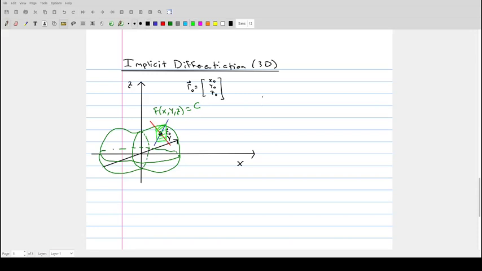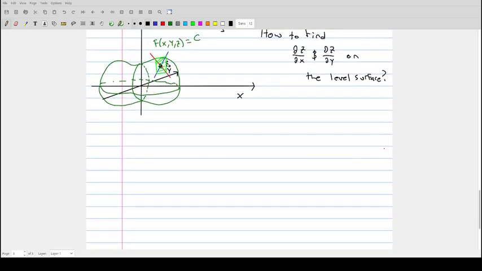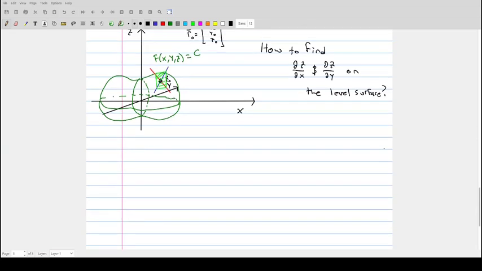So the question is how to find partial Z, partial X, and partial Z, partial Y on the level surface. And it turns out that we can directly go through and do this using exactly what we did before with implicit differentiation. It's actually a very nice formula.